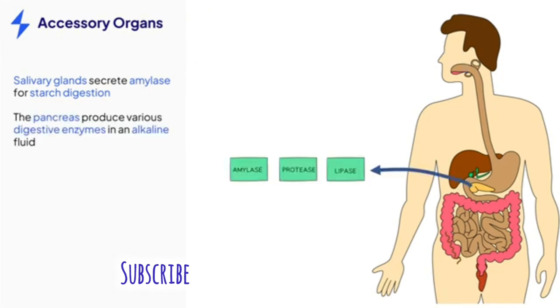The pancreas is the digestive enzyme powerhouse of the body and produces amylase, protease, and lipase, which will break down carbohydrates, proteins, and lipids. The secretions of the pancreas will increase the acidic pH of the fluid leaving the stomach to ensure that digestive enzymes can function properly.